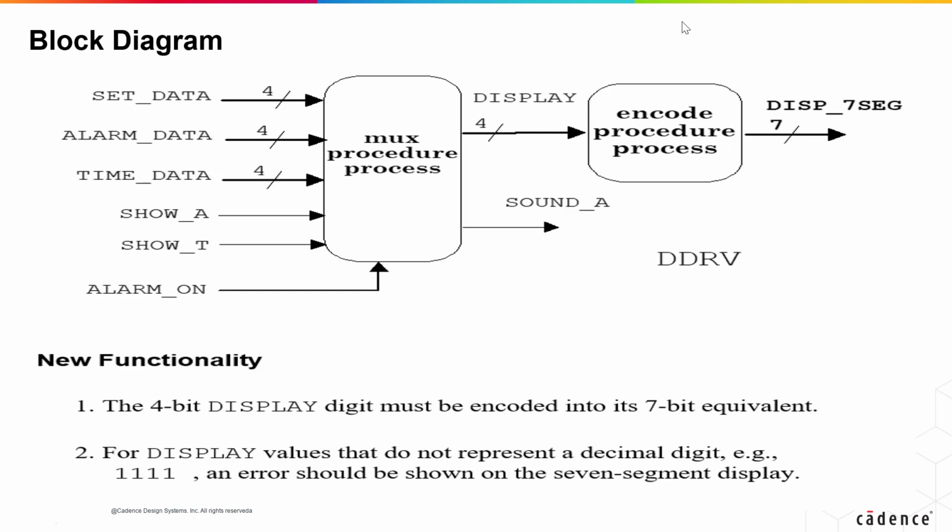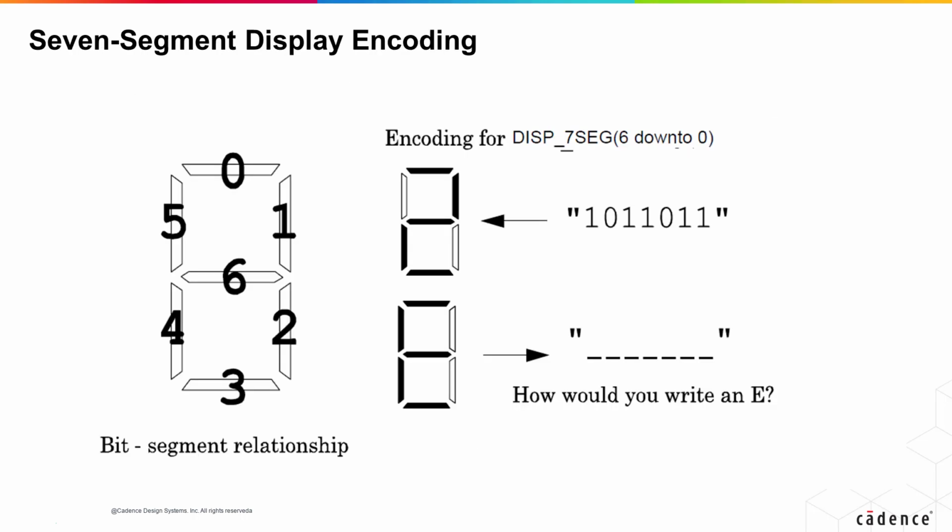For display values which do not represent a decimal digit, for example 1111, an error should be shown on the 7-segment display. We will be using a 7-segment LCD display for each digit of the alarm clock. The input to the display is a 7-bit vector, that is disp_7seg, where each bit represents one segment in the display. If the bit is 1, then the associated segment with this bit is lit. The diagram shows to which bit each of the segments is associated with.